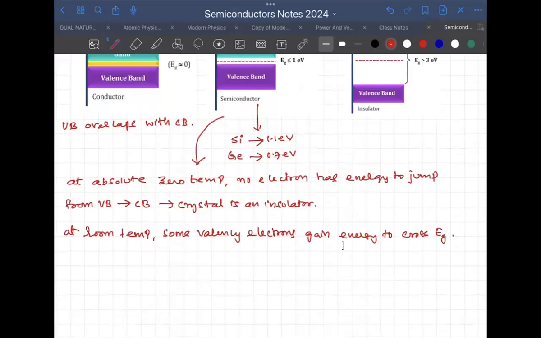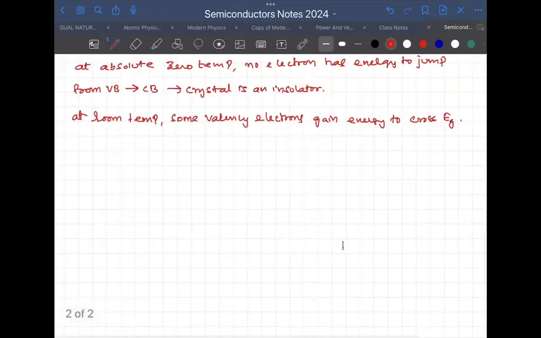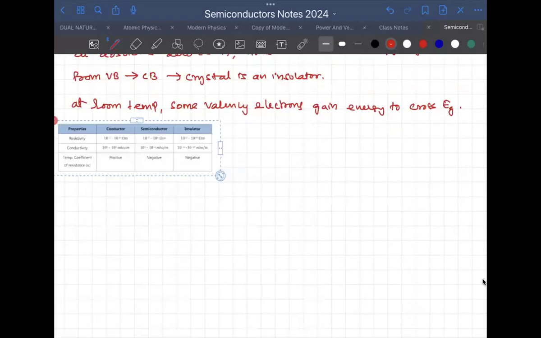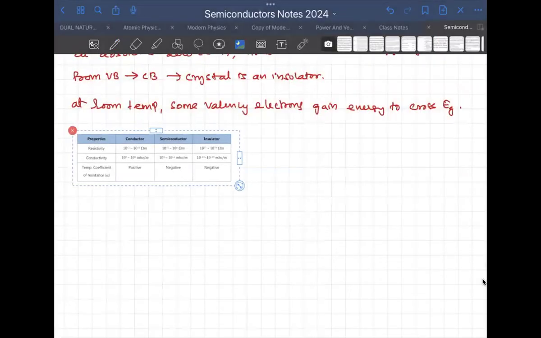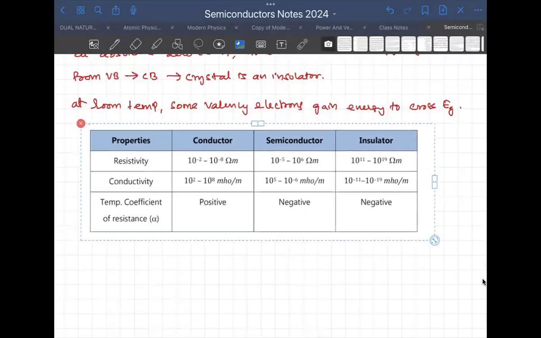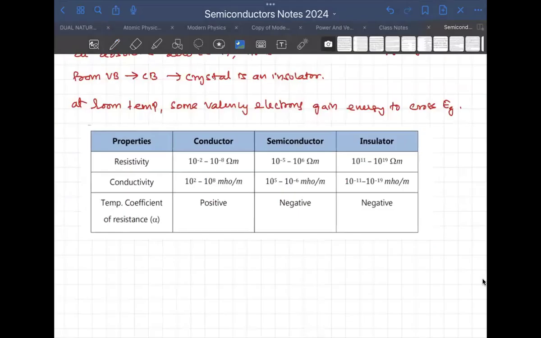Therefore, on the basis of which, now we will classify materials into 3 categories. And just a rough hint will be given to you, which, if required, you need to remember. This part you need to remember.